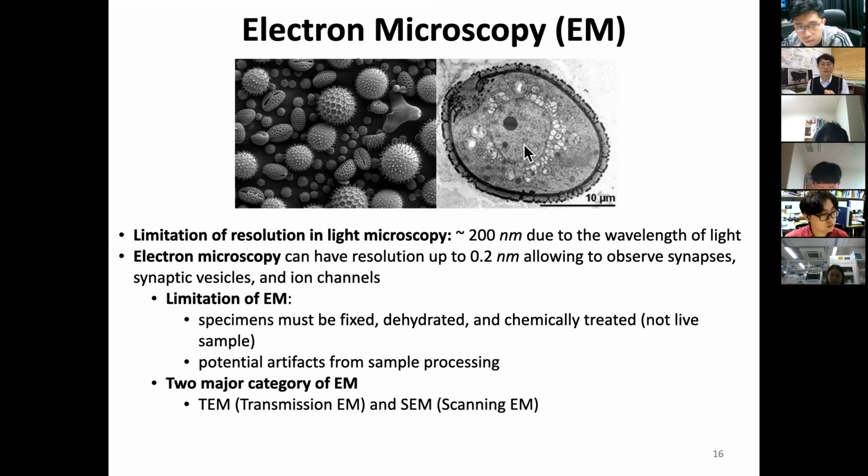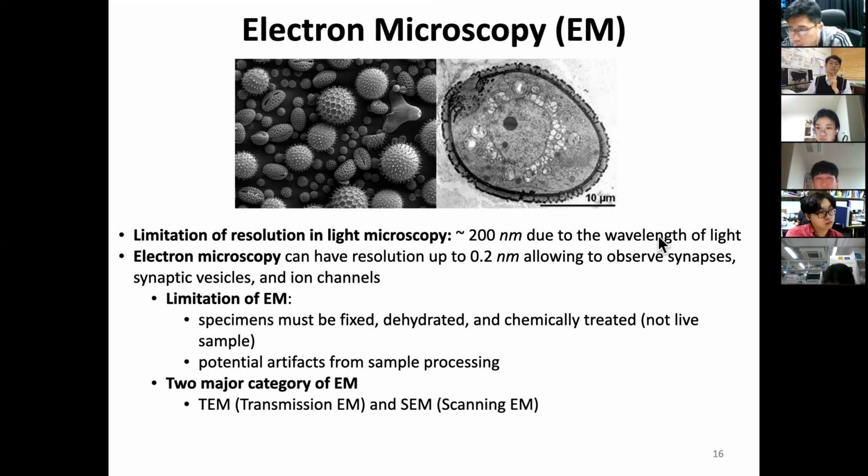This one has a better resolution than scanning EM. Okay, that's what you have to see. So, why electron microscope? Because of the limitation of resolution in light microscope. As I said, when we use light as a means to resolve something in imaging, we depend on the light wavelength, which is in the visible range, 400 to 700 nanometer. You have to cut it in half. Half of the wavelength is a rule of thumb. So you can have about 200 nanometer resolution due to the wavelength of the light.